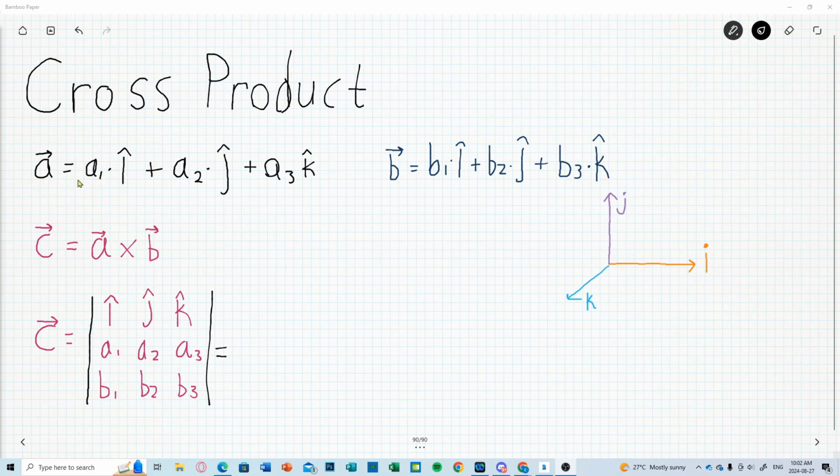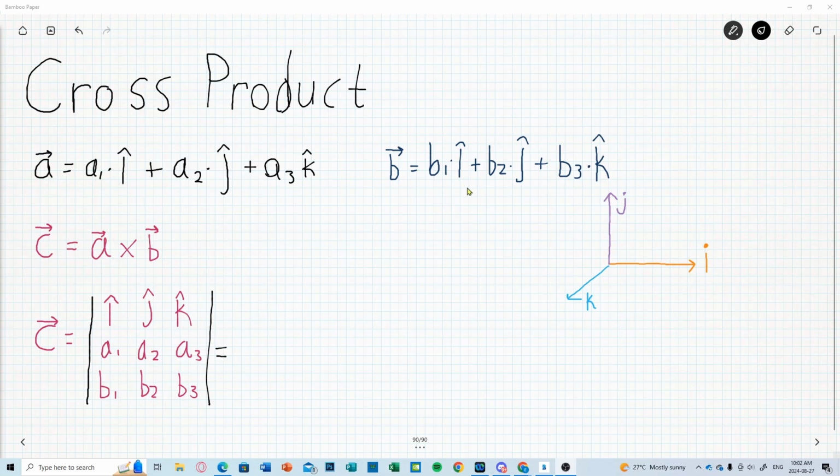We have a1 multiplied by i, a2 multiplied by j, and a3 multiplied by k. And we have the vector b, which is the same thing, but with b instead of a. And we're looking for the vector c being a cross b. So it's important here that you use the dot for multiplication, because the cross is an x, which can get a little complicated if you use extra multiplication.